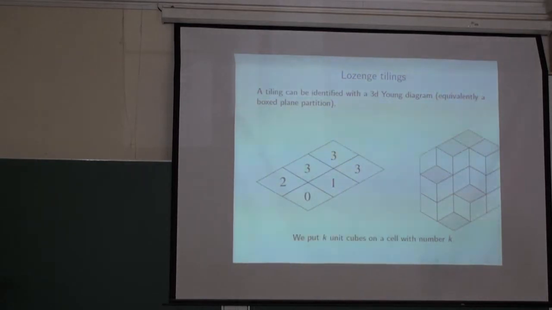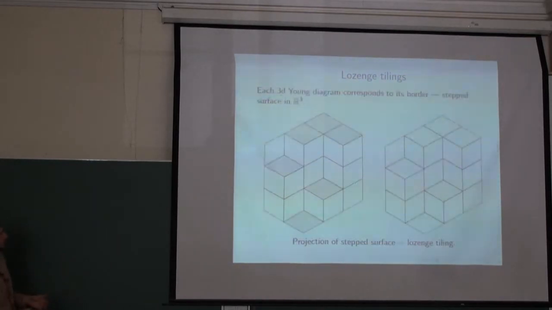Now, these lozenge tilings can be identified with plane partitions or with 3D Young diagrams. So how to do it? Start with a plane partition, which is a table filled with numbers which are weakly decreasing along the rows and columns. Then imagine that you put k unit cubes on a cell with number k. You get some three-dimensional body. Now look at this body shown here.